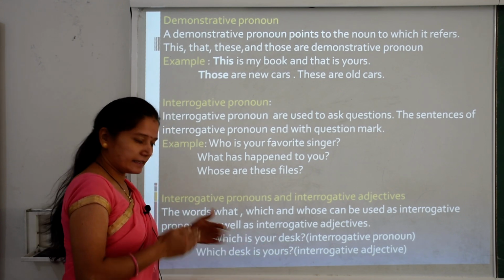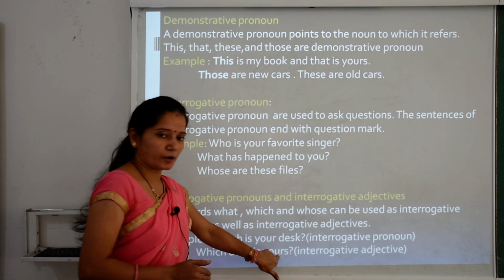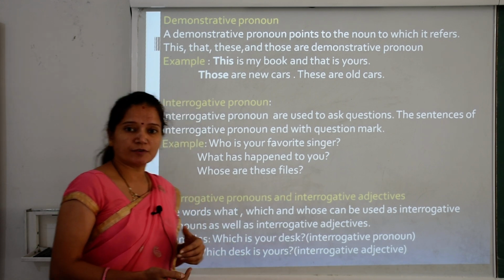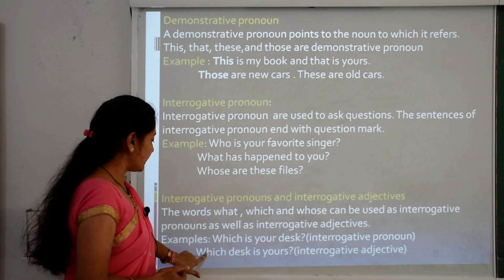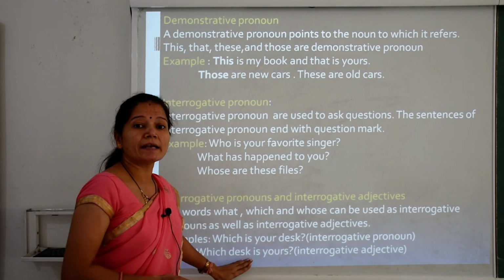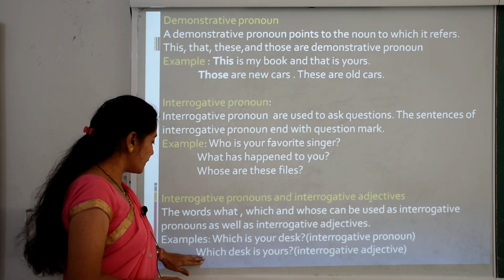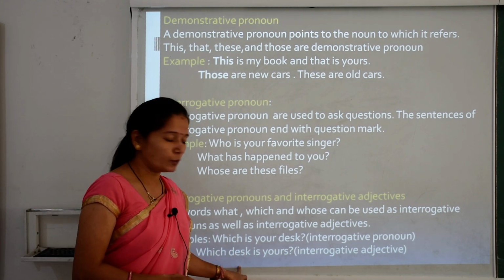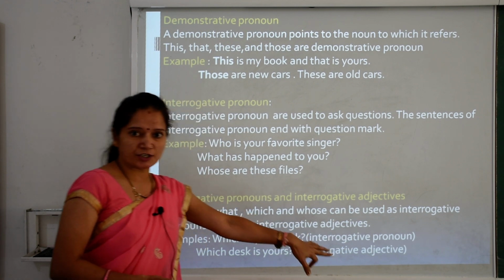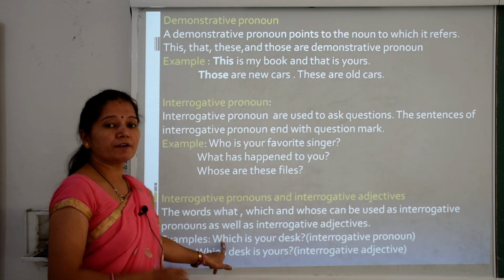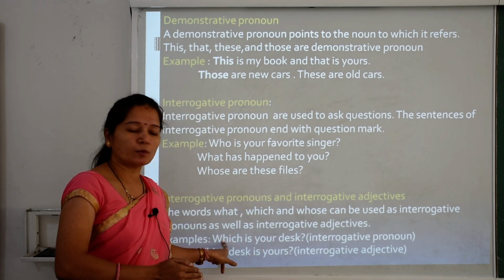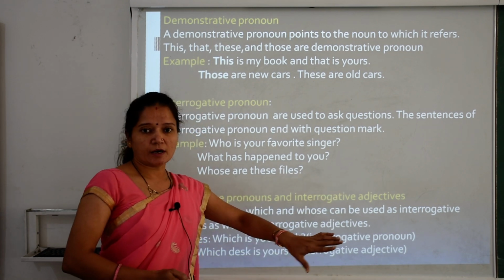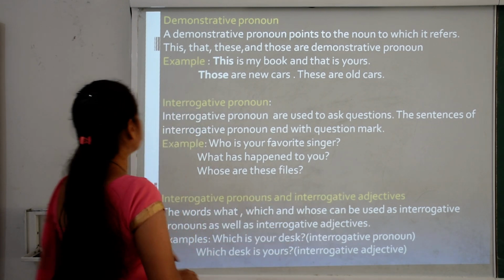And let's see the next, which desk is yours? It is an interrogative adjective. Okay, so with the interrogative adjective, which is followed by a noun. Okay, so if after the WH word there is a noun, it is an interrogative adjective. Okay, and if we are using the WH word in the place of a noun, it is an interrogative pronoun. I hope this point is clear to you.